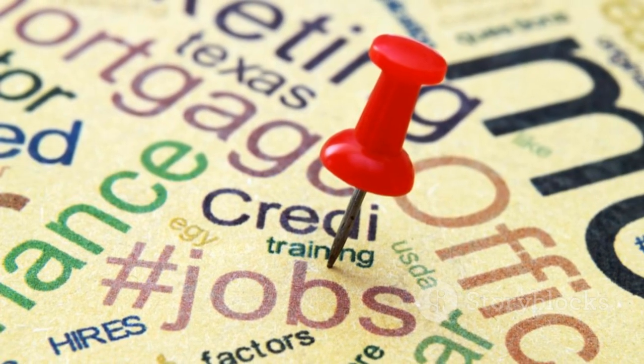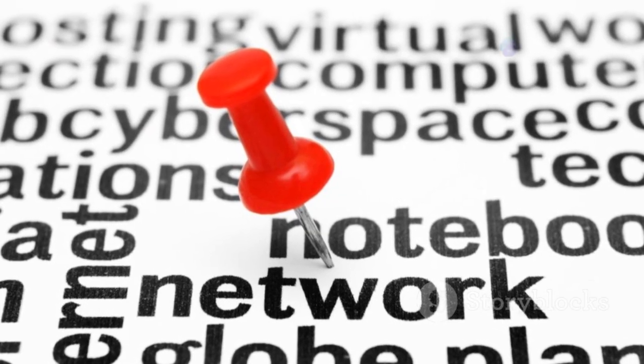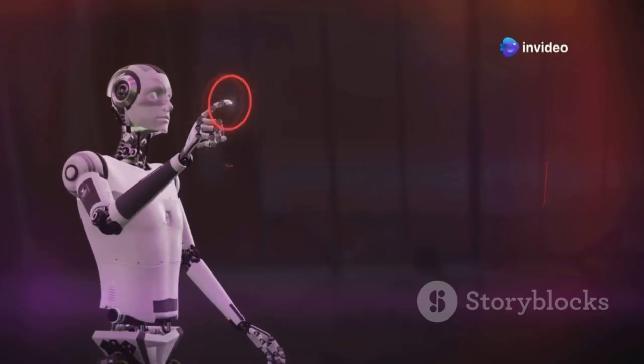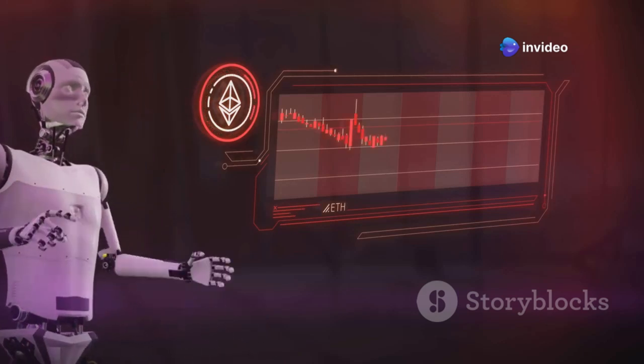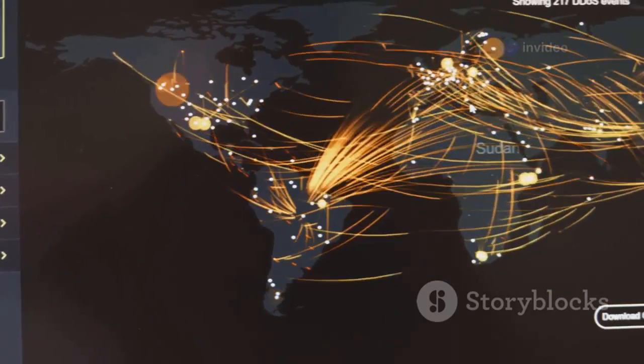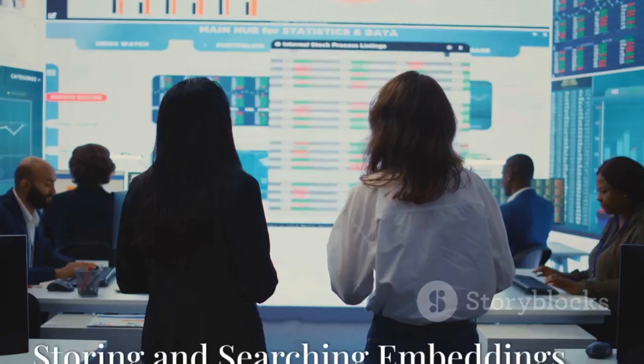Words like economy and employment would be clustered close together, reflecting their semantic proximity. This allows machines to understand that a document discussing economic growth might also contain information about job creation. It's about teaching machines to see the connections, to understand the language of data.